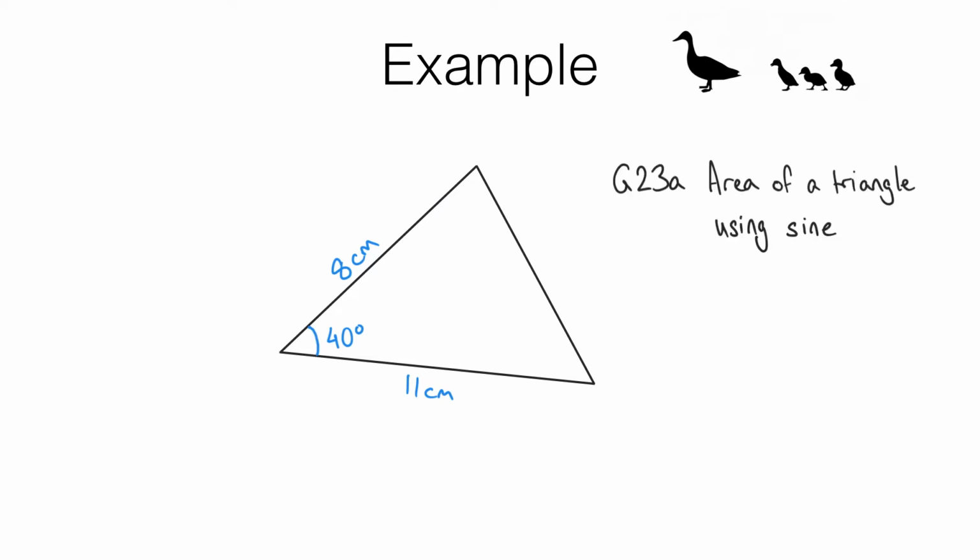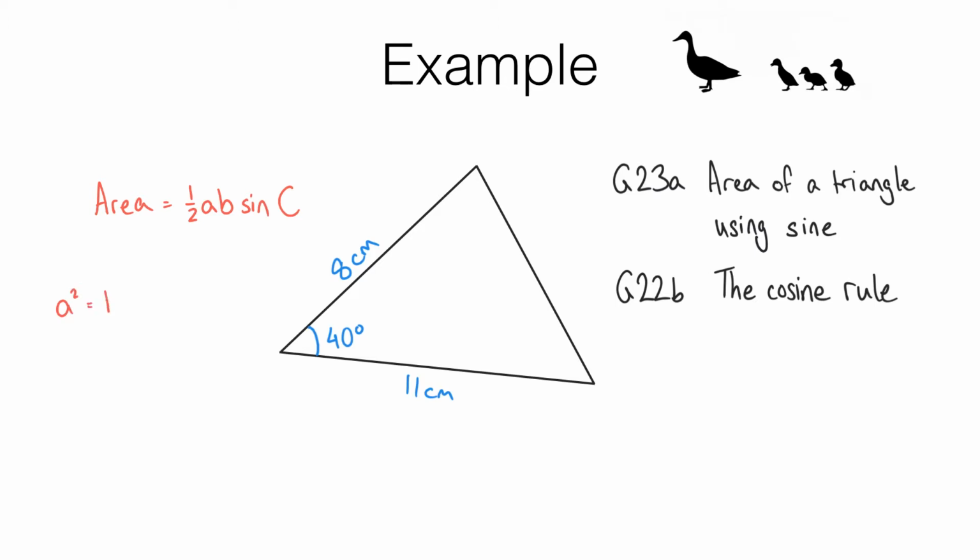G18a and G18b. To quickly recap, what we need are the formulas. Area of the triangle is going to be a half multiplied by a, b, sine capital C, and the cosine rule, which tells us that a squared equals b squared plus c squared minus 2bc cos A. If these don't ring any bells, then this is not the right time for you to be watching this particular video.